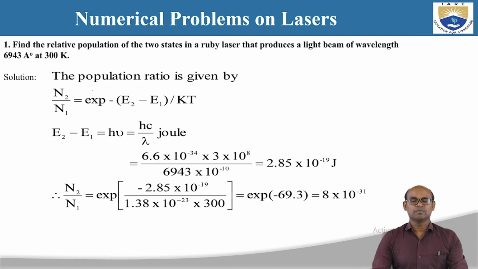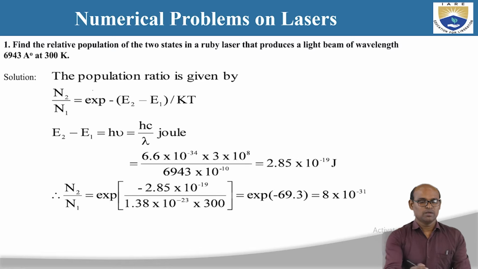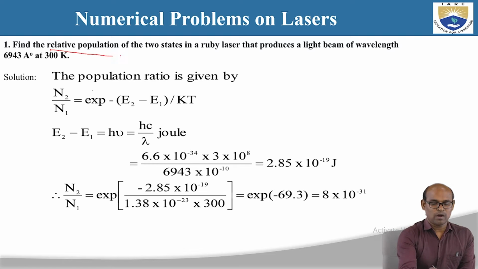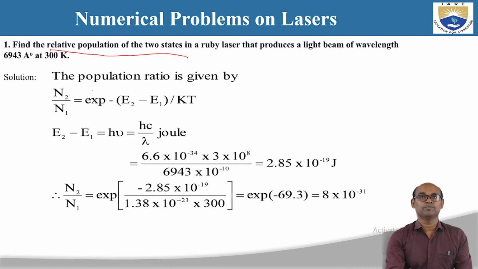The first numerical problem on this chapter, lasers, is: find the relative population of the two states in a ruby laser that produces a light beam of wavelength 6943 angstroms at 300 Kelvin. So we have to find the relative population of two states in a ruby laser.